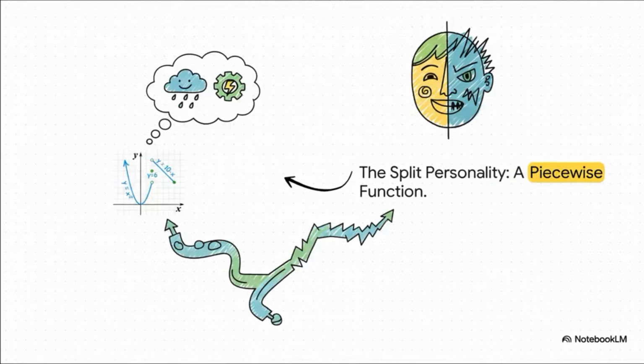Now for something a little more interesting, the piecewise function. I like to think of this one as having a split personality. It follows one rule for a certain section of its inputs, and then a completely different rule for another section. You actually see this with stuff like cell phone plans, right? You pay one price for the first 10 gigs of data, but if you go over that, you suddenly start paying a different higher rate.